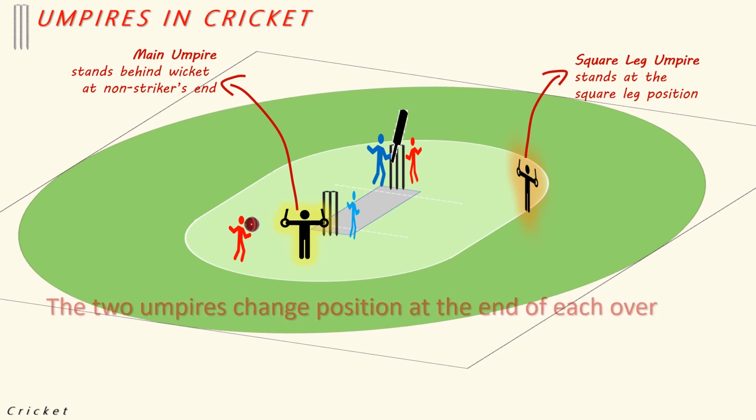The umpire at the bowler's end makes decisions on LBW, no ball, runouts on his end, wide balls, leg byes, etc. The umpire at the striker's end decides on stumping and runouts on his end.